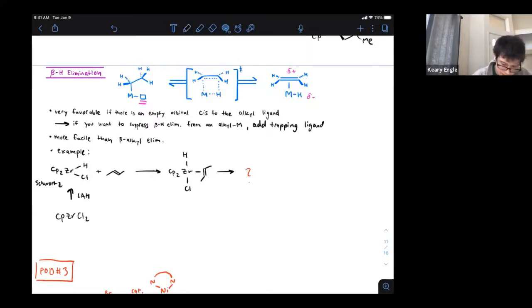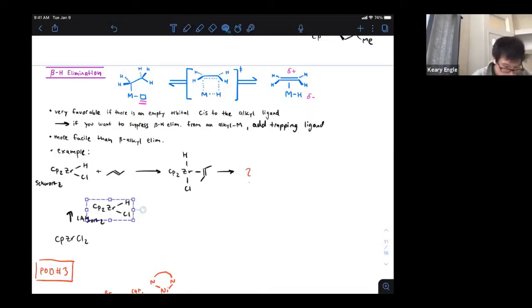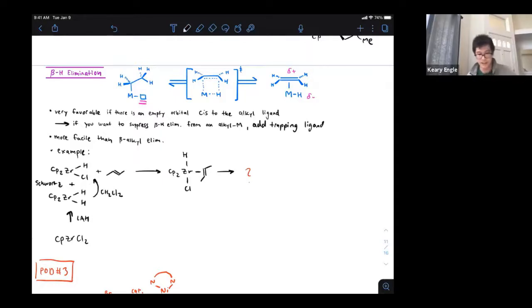Good. In reality, this LAH reduction typically gives a mixture of the monohydride, which is Schwartz reagent, and the dihydride. And then the dihydride, if desired, can be converted to the monohydride just by adding DCM. Okay, Tim, let's take us a couple steps further here.